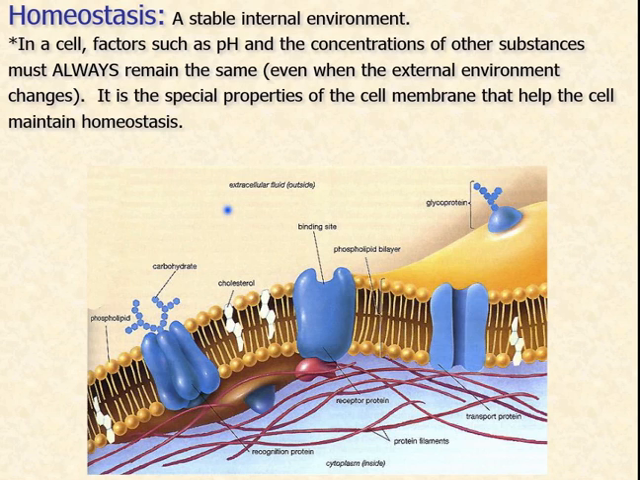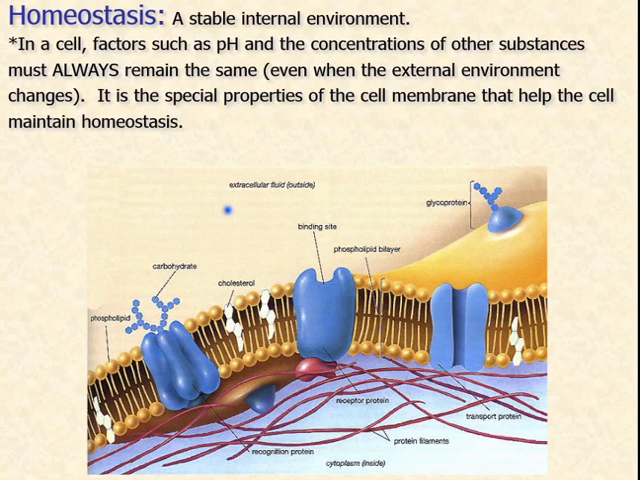Okay, before we talk about passive and active transport, how cells transport molecules within a cell, we need to know what the purpose is. And the purpose is to maintain homeostasis. Cells need a stable internal environment. In a cell, factors such as pH and the concentration of other substances must always remain the same, even if the external environment changes. It is the special properties of the cell membrane that help the cell maintain homeostasis.